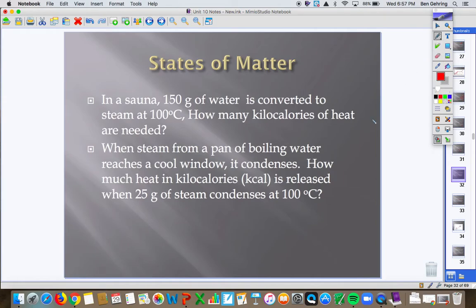All right, let's do some practice. In a sauna, 150 grams of water is converted to steam. How many kilocalories of heat are needed to do this?